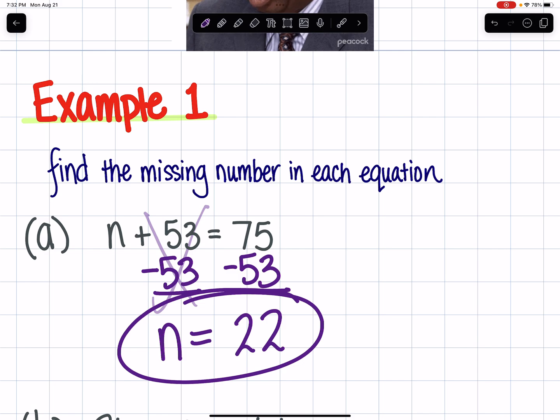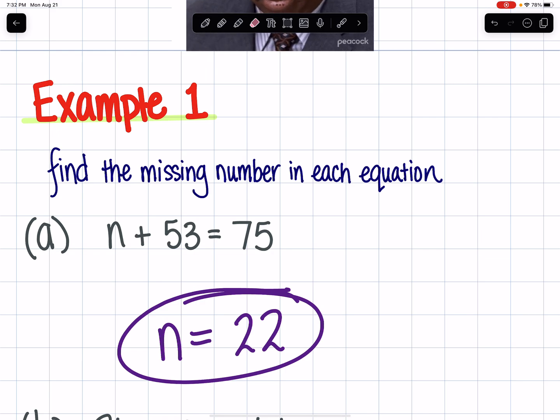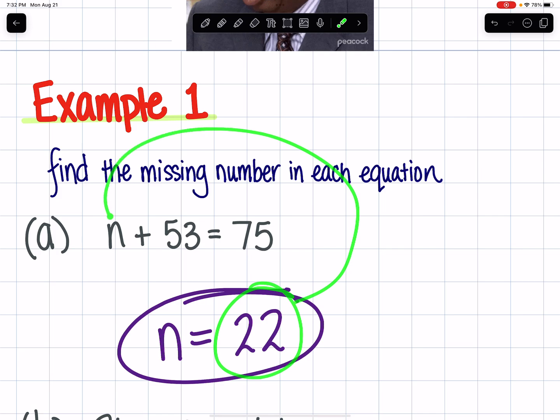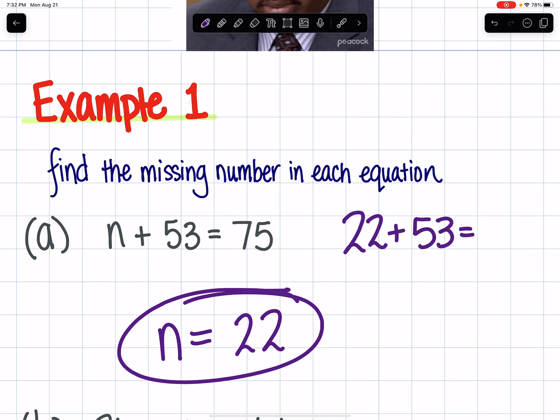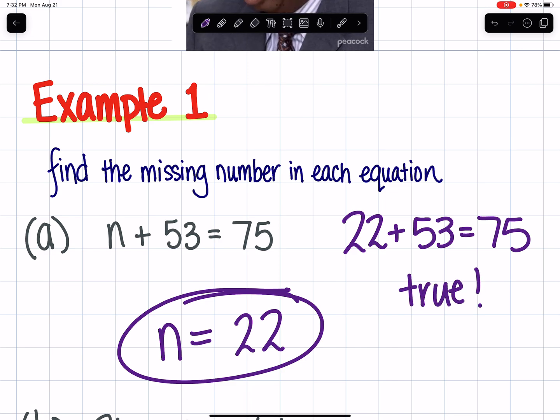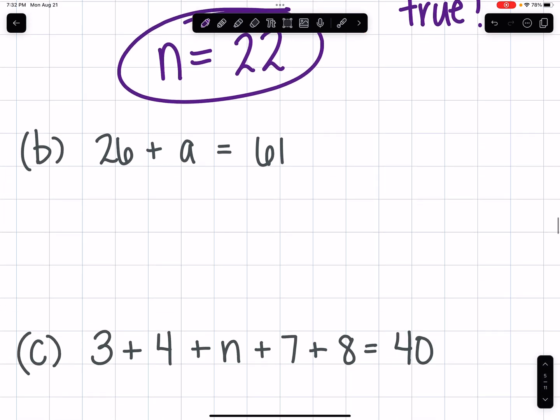Now, you can check your answers here. If we think that n is equal to 22, the good thing to do whenever you have problems like this, and what the book wants you to do, is to plug this number back into the n and see if you're right. So if n really is 22, it would be 22 plus 53 equals 75. And if that is a true statement, then you got the answer right. It's like you have the answers to your own questions. You have the answer book, and you can check your answers to see if you're right.